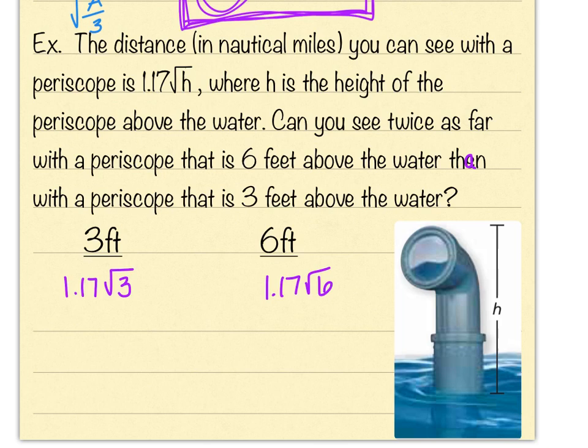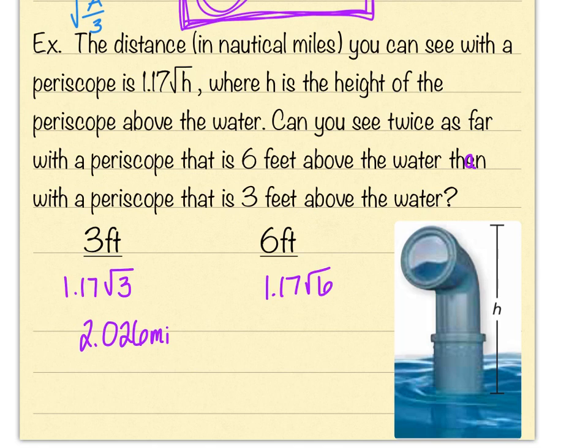And so this time we're actually going to use our calculator. It doesn't have us approximate anything. We actually want to use our calculator to figure out what this equals. And then we can see if raising the periscope twice as high will allow you to see twice as far. So 1.17 times the square root of 3 is about 2.026 if I round to the nearest thousandth, and that would be miles that you could see, nautical miles.